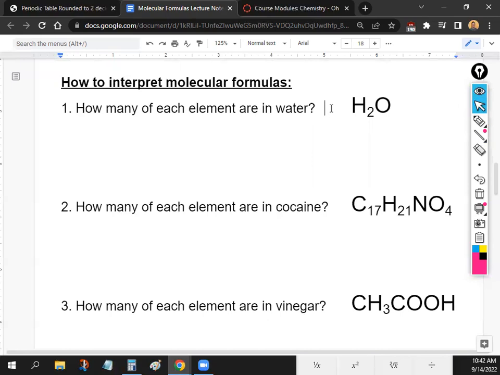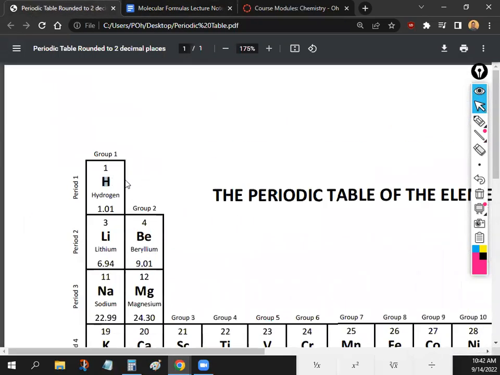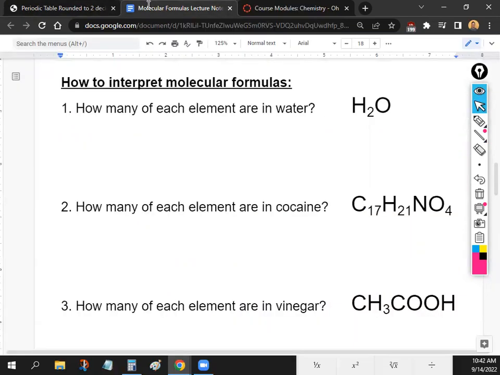The first type of problem that you'll be doing today for your assignment is I'm going to give you a chemical formula and you just need to tell me how many of each element there are. Pretty simple. So let's look at H2O. What's the first element that's in water? Yeah, hydrogen, H. We look on the periodic table and you just look for the capital letters. The capital letter that you see first is H, so hydrogen. We're going to write down that the first element we have is hydrogen.